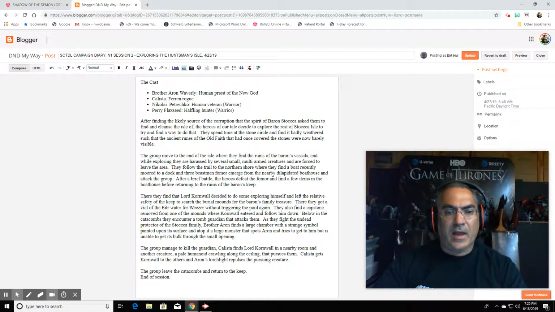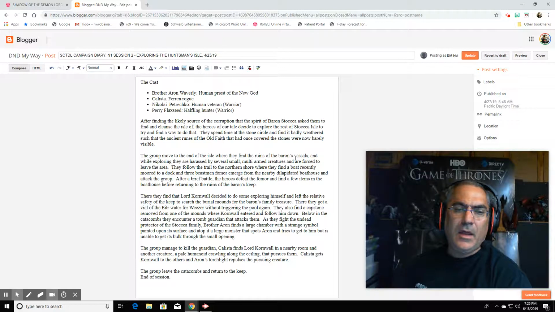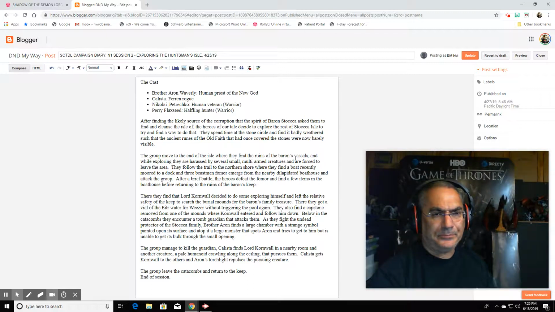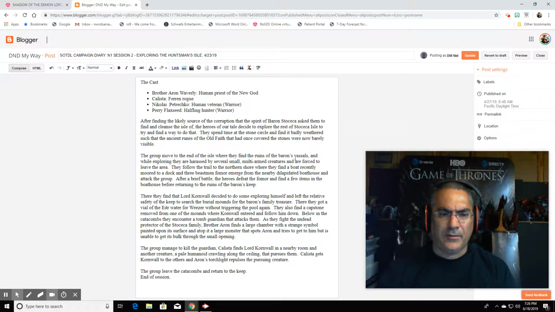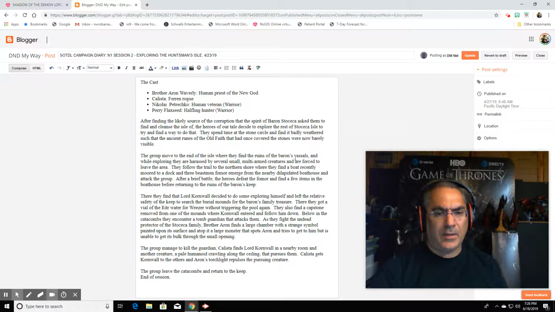They also found some ruins of the Baron's vassals, and they were then attacked by a number of multi-armed creatures, which were boggarts, I believe. And so they didn't really want to mess with that area too much. They continued searching the island, and they found a boathouse, and a bunch of beastmen had basically just arrived on the island and were searching the boathouse when the heroes spotted them. And so the heroes went up and basically took care of the Fomor and killed them all.